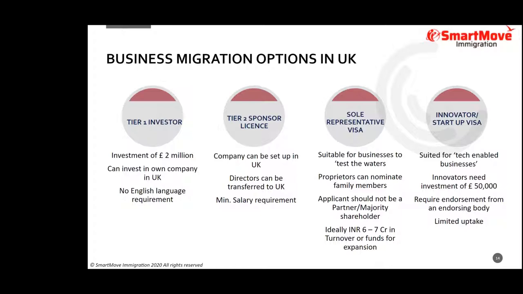And in the interim, you could apply for a sole representative visa. Herein, you just nominate one person, who is the most senior person and an experienced person with your company. That person can go in, incorporate a company, test the waters, and start their operations in the UK. So the minimum investment that goes in to start a corporation in the UK is under the sole representative category. Obviously, the proprietors can nominate family members. The most important aspect under this category is that the applicant should not be a partner or majority shareholder.